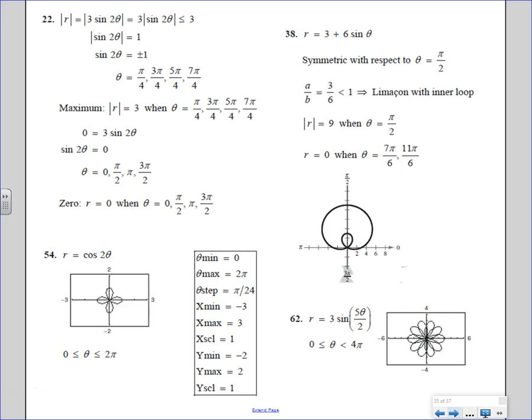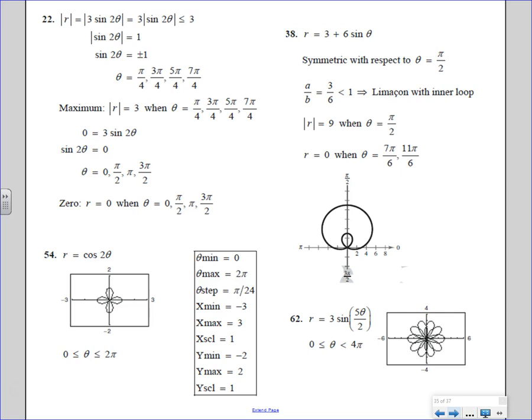Now, those of you guys that did a table, what makes the inner loop again? What makes the inner loop? Well, you do hit 0 at 7 pi over 6, when r goes negative. So r is going to get bigger, bigger, bigger to 9, smaller, smaller, smaller to 0. Then it's going to go negative.